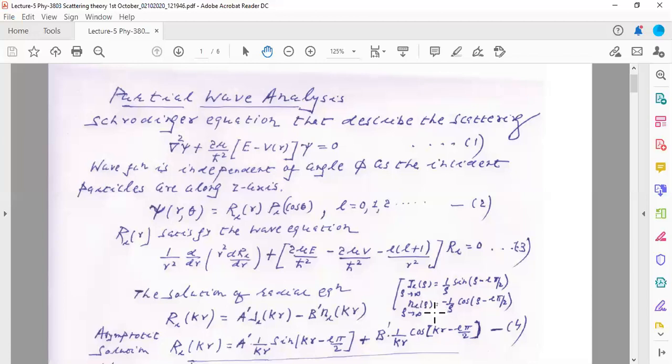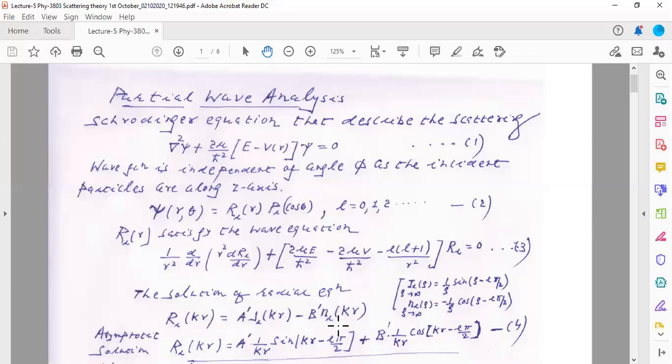We will discuss this. You see this part here I can write asymptotically in kr, because at large distance it is not infinite. So it is basically given as minus 1 upon rho cos. So we have the solution of the radial wave equation in the region where the potential is zero, that is at large distance. This is the solution.